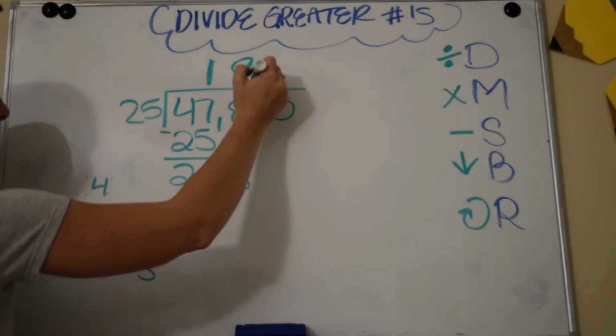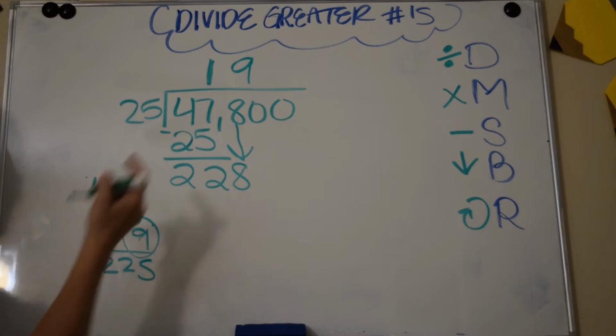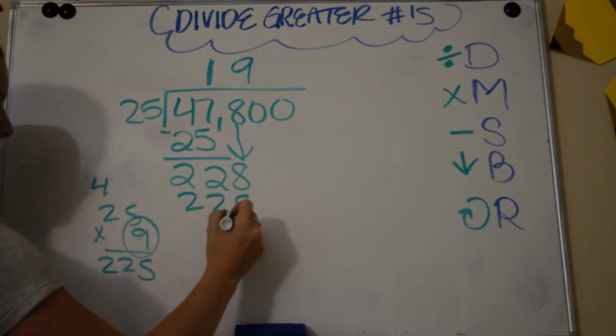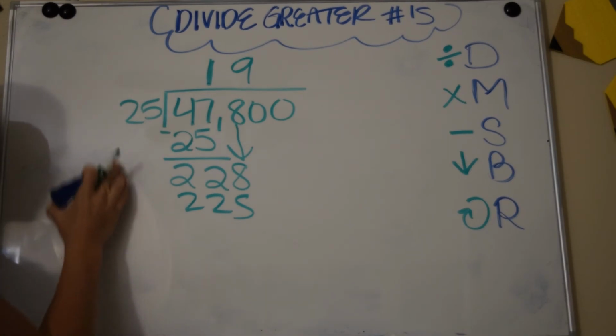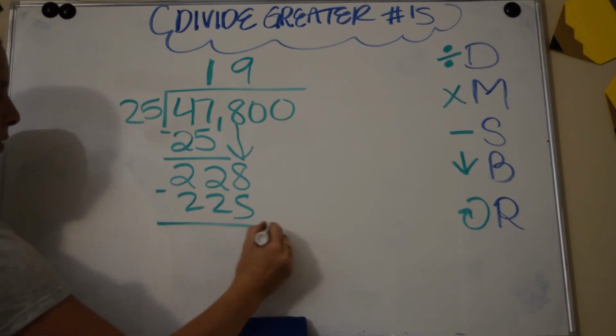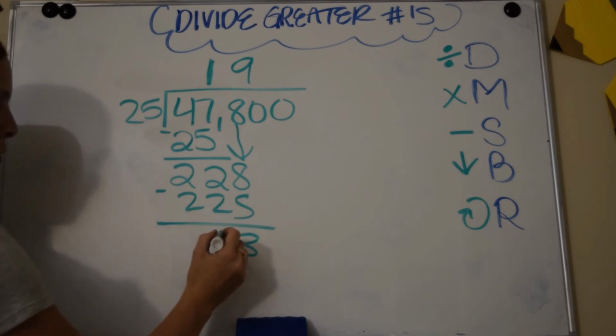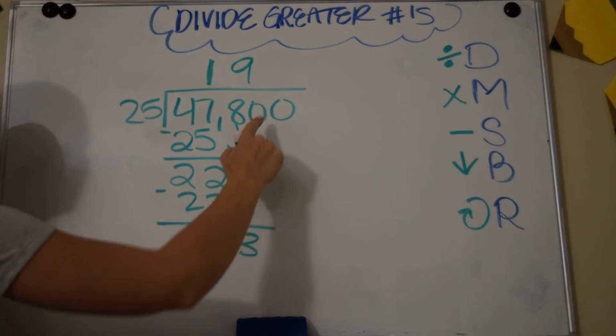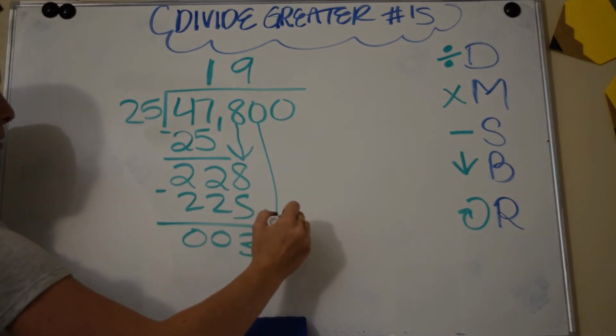So I place my 9. Now I multiply. What is 9 times 25? It's 225. Then I subtract. 8 minus 5 is 3. 2 minus 2 is 0, and 2 minus 2 is 0. Bring down. Even though it's a 0, you do need to bring it down.